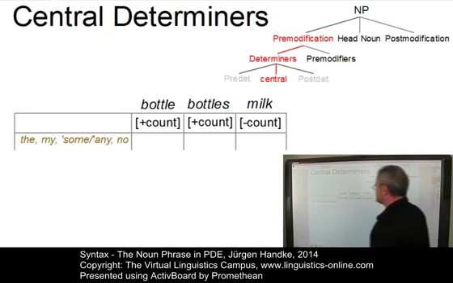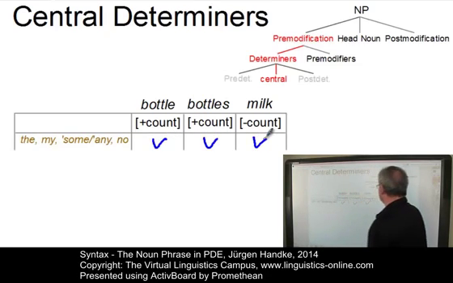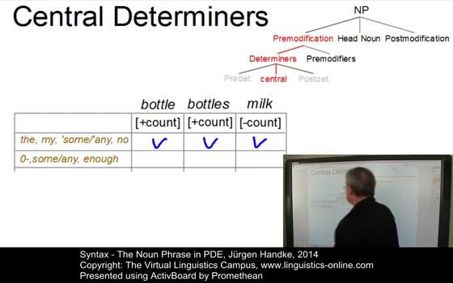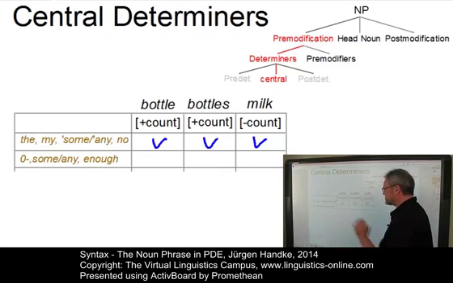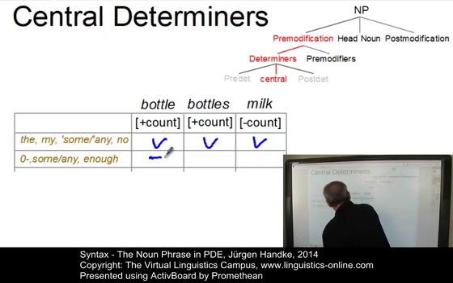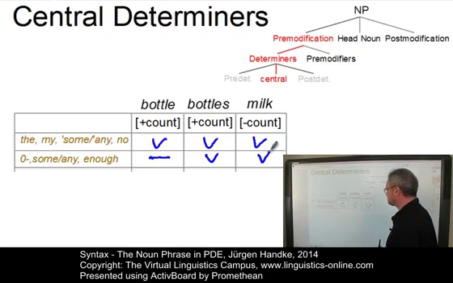And then we can easily observe that they can be used in all 3 contexts, so we can have something like my bottle, my bottles, and my milk. A second class contains the zero article, some and any in their weak form, and enough. And of course here we know it is impossible to say enough bottle. Enough bottles, of course, is possible, and enough milk is also possible.